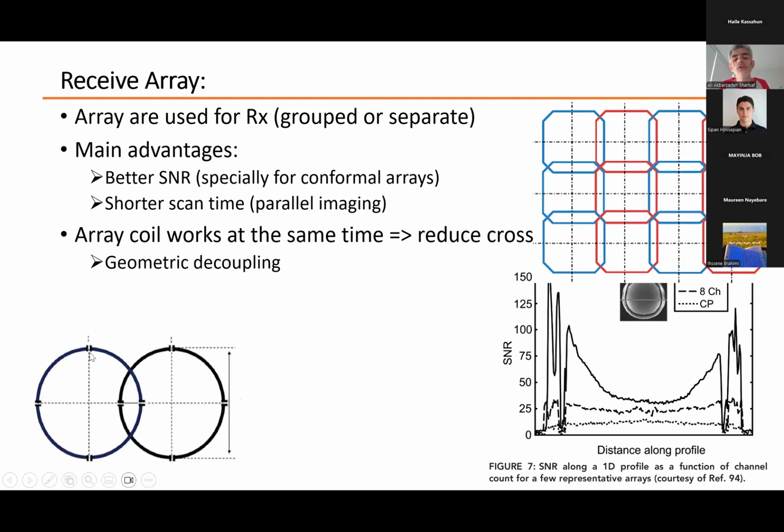So we can say there's no coupling, because when we apply something to this one, we can't get anything on the second one.